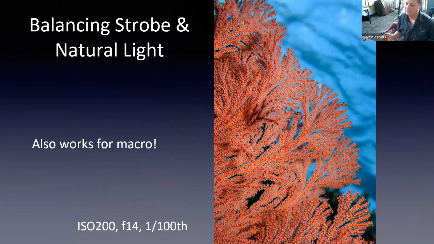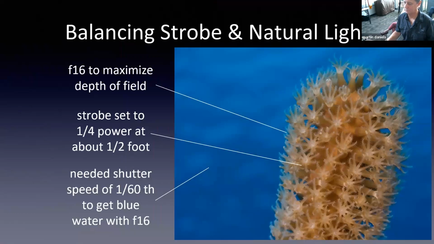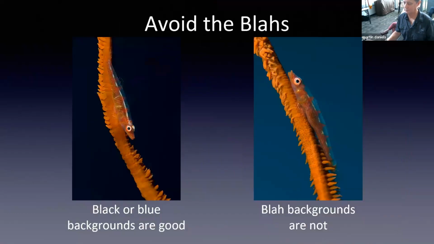And you can also do these techniques with macro. Now you have to be in a more shallow area with brighter water. This is probably like 20 feet deep right here. So if you get in a situation where you have a subject, you can shoot up toward the sky, and if the water's clear and it's a sunny day, try to put some blue water behind your macro subjects. It just adds a little different look.